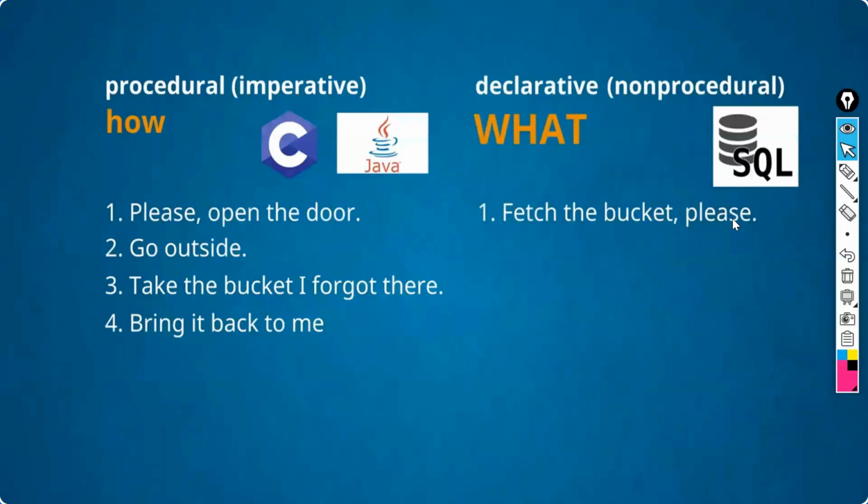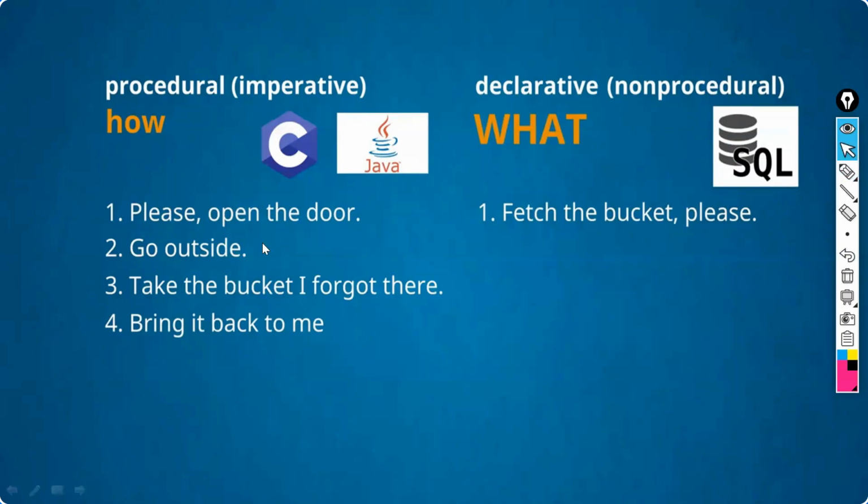So in the procedural language, the same thing I have written here also, step by step. Please open the door, go outside, take the bucket I forgot there, and bring it back to me. Whereas declarative: fetch the bucket, please. Simple. No need to say open the door, go outside, bring the bucket and come back. No need to say anything. Just bring the bucket. Simple.